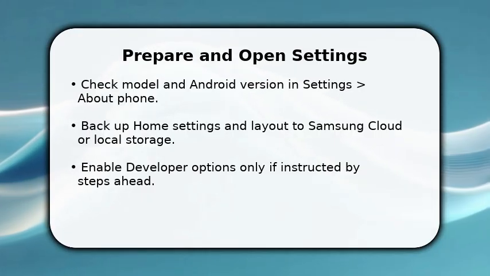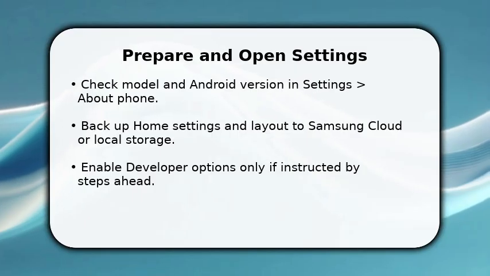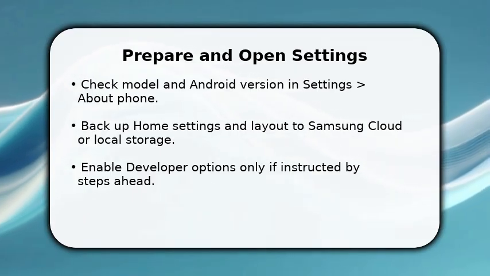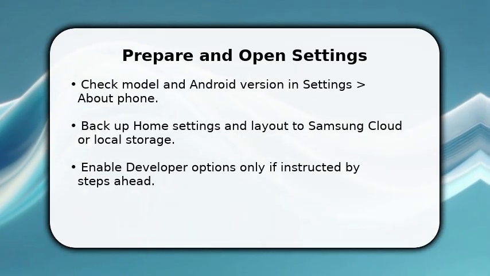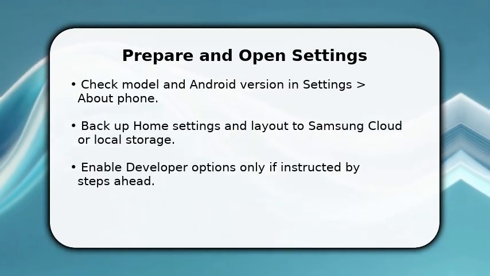You start by confirming model and software, so you change the right component or software option. Open Settings and go to About Phone to note model and Android version.